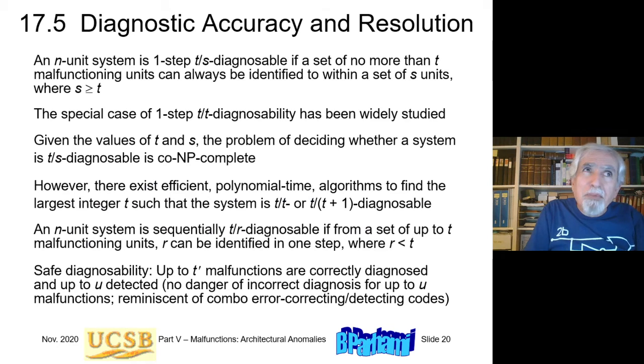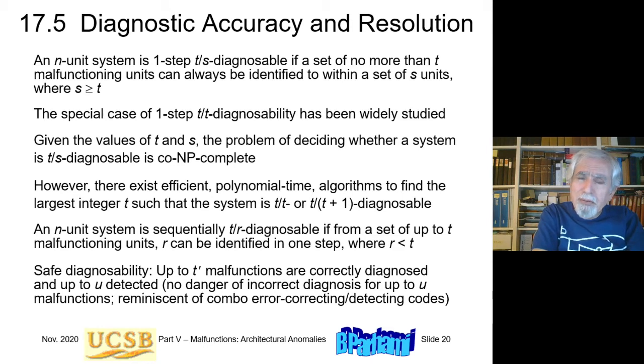Okay, I'm going to skip this section about diagnostic accuracy. Basically, so far we limited the diagnostic schemes to identifying bad modules. In other words, in one-step diagnosability, we identify all the bad modules at once. In sequential diagnosability, we identify one bad module, but there's no doubt that that module is bad, and we remove it.